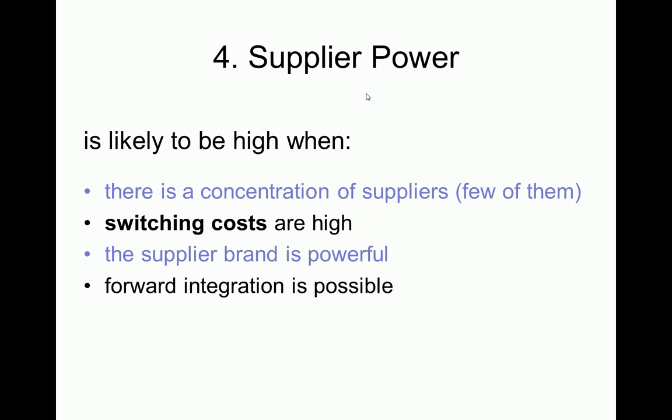The importance of supplier power is that the suppliers can dictate the costs which the industries have to pay. The higher the costs the industry has to pay, the lower the profit they can make.